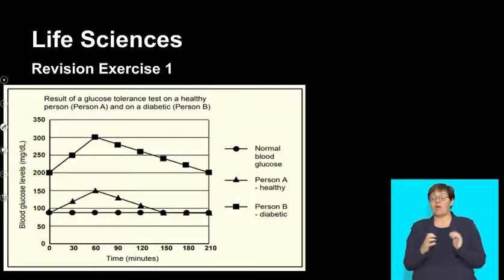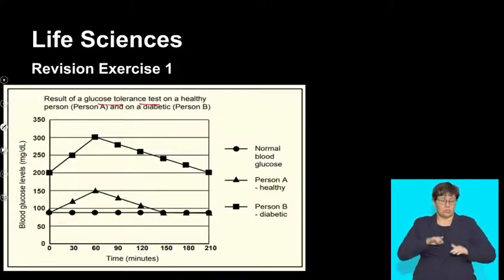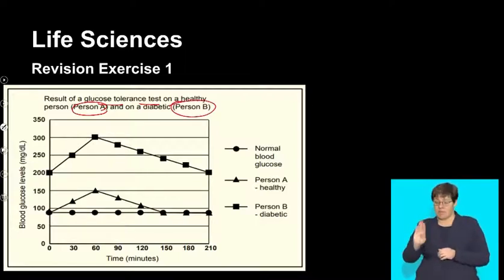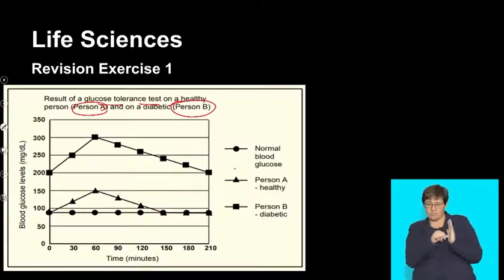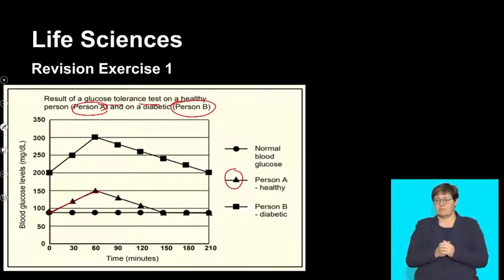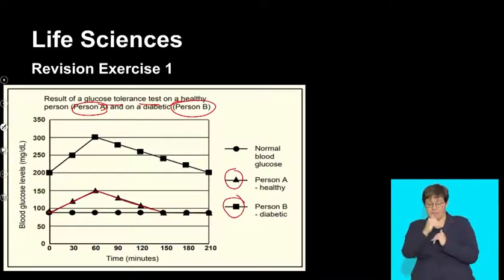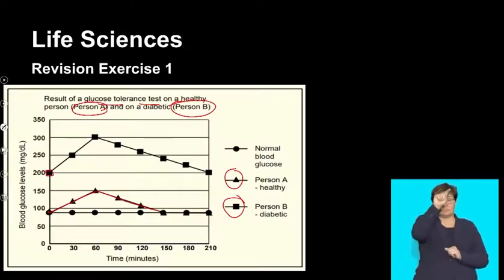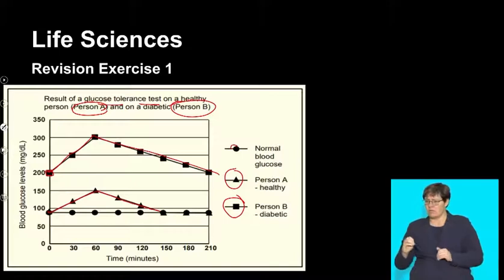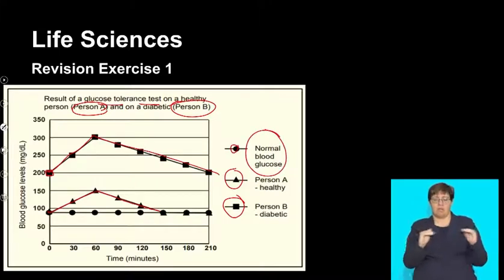So the graph illustrates the results of the glucose tolerance test of the healthy individual, person A, and a diabetic individual. Let's look at the key. The healthy individual is indicated with triangles, so that's the healthy individual here. Person B is the diabetic, that's that line, and it's indicated with squares. And we have one more line, a solid line with a circle, indicating the normal blood glucose level, which is seen at this height there.